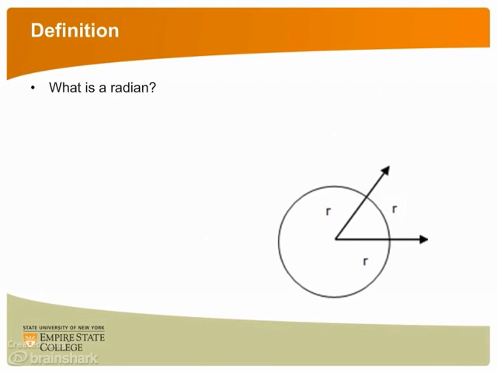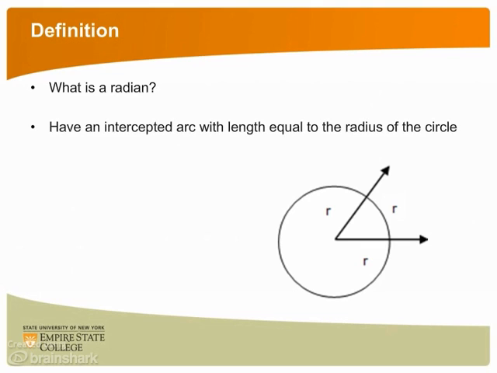Radians are an alternate method for measuring angles. But what exactly is a radian? Consider a circle with some radius, the length of which we will call r. Now, suppose two radii are drawn in our circle to form an angle. If the length of the intercepted arc, the section of the circle that the angle would cut out, is also r, then the angle has a measure of exactly 1 radian.